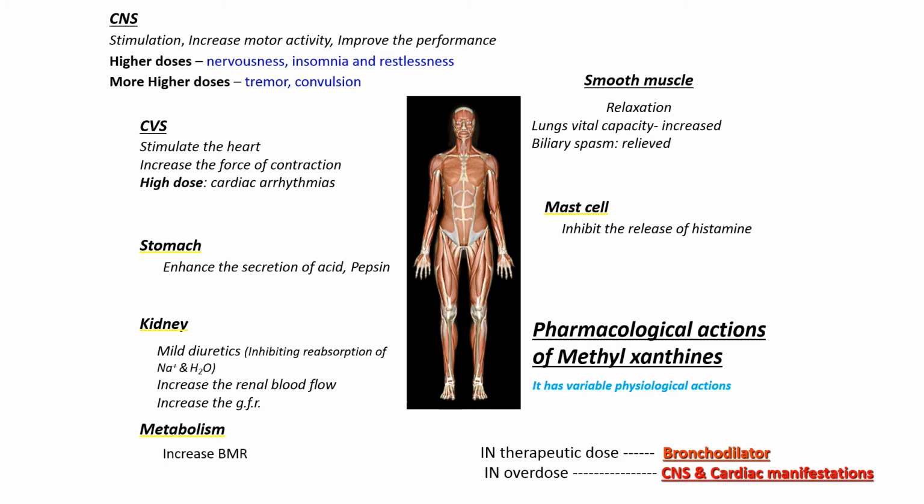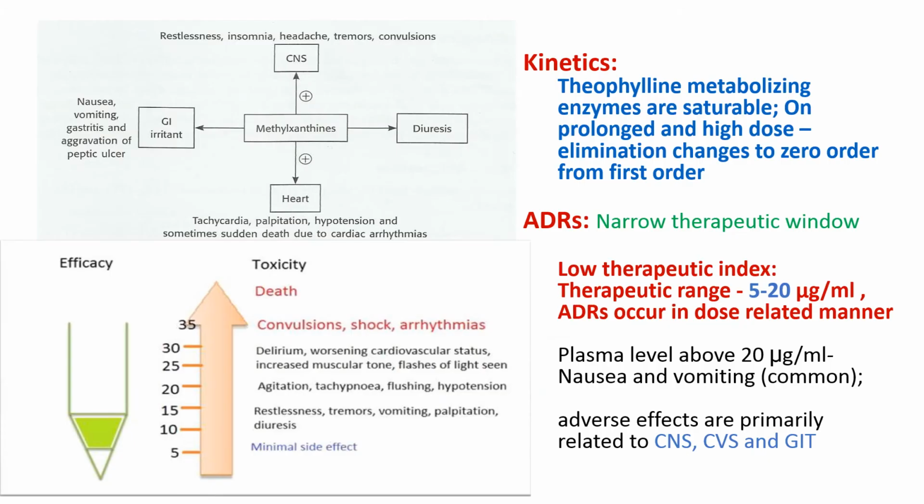So you have to closely monitor the plasma concentration of the drug if the patient is being prescribed this particular class of drug. As you can see in this particular picture, the therapeutic effect is usually manifested in the range of 5 to 20 microgram per ml.